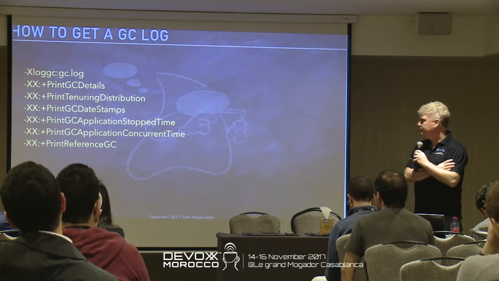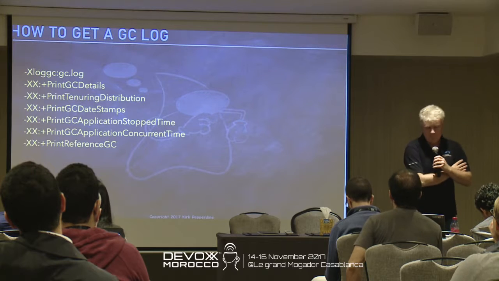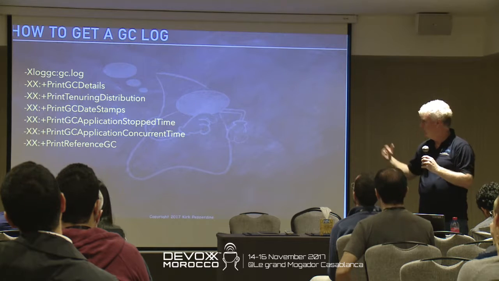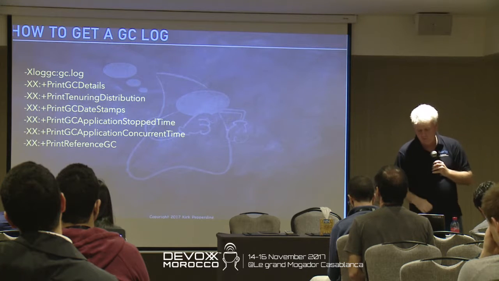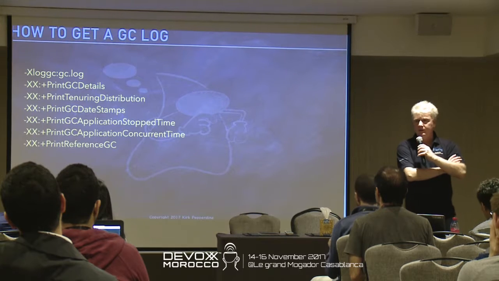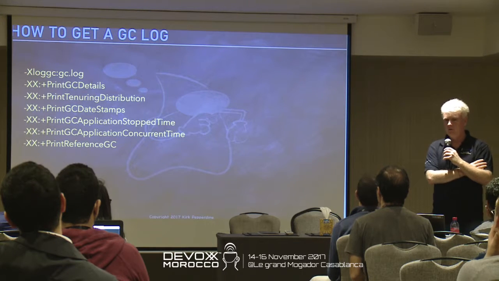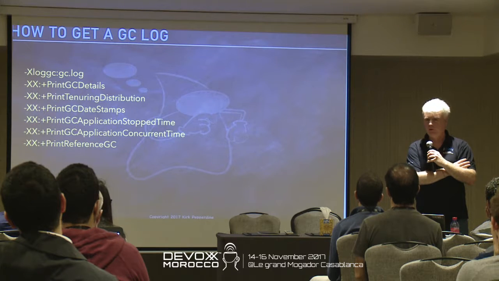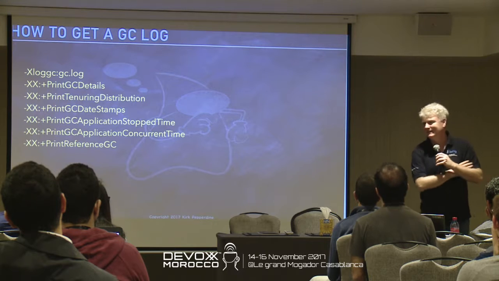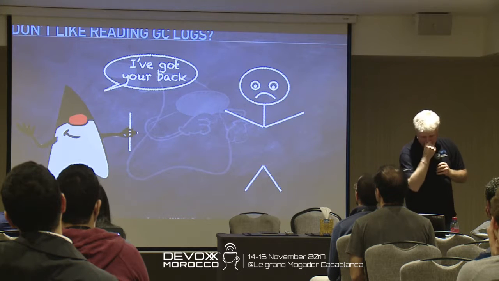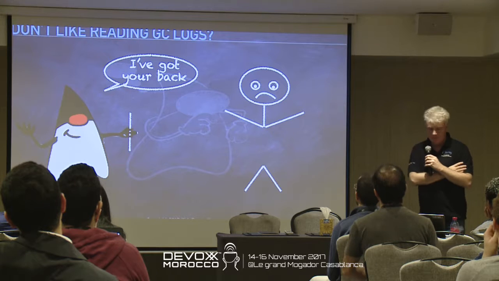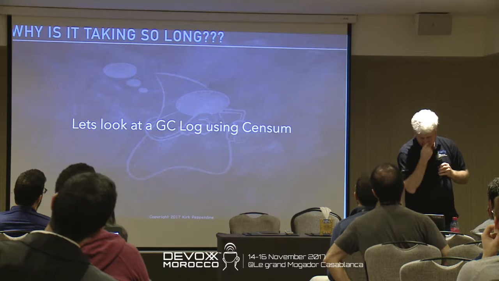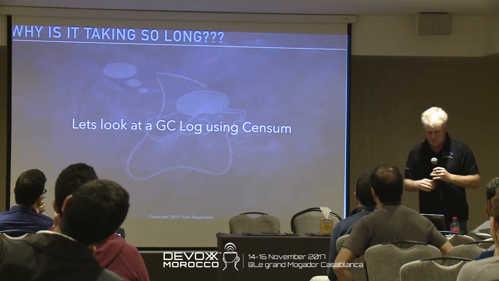Okay, so this is a bunch of information that I find is what I call a good core level setting, so you can get enough information to really figure out what's going on. Now you're going to get this very, very large log, which is neither human nor machine readable. It's lovely. Okay, so what do you do with that? Well, if you don't like reading them, then we have some tooling that can actually help here. So I would suggest that we take a look at a GC log using Censum.